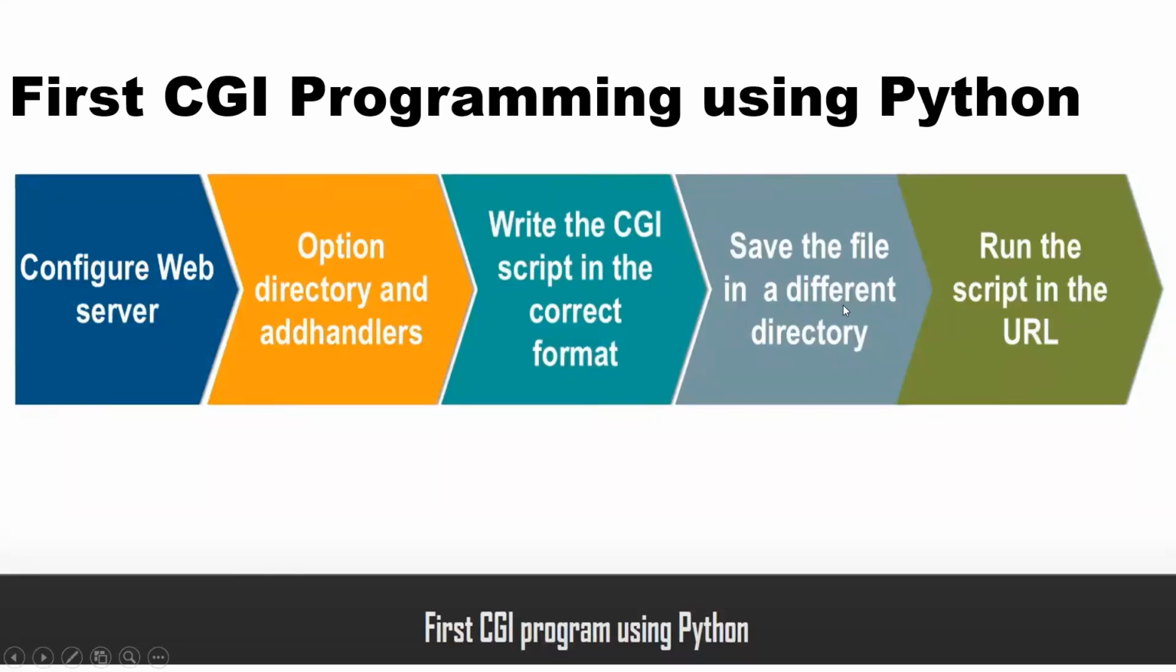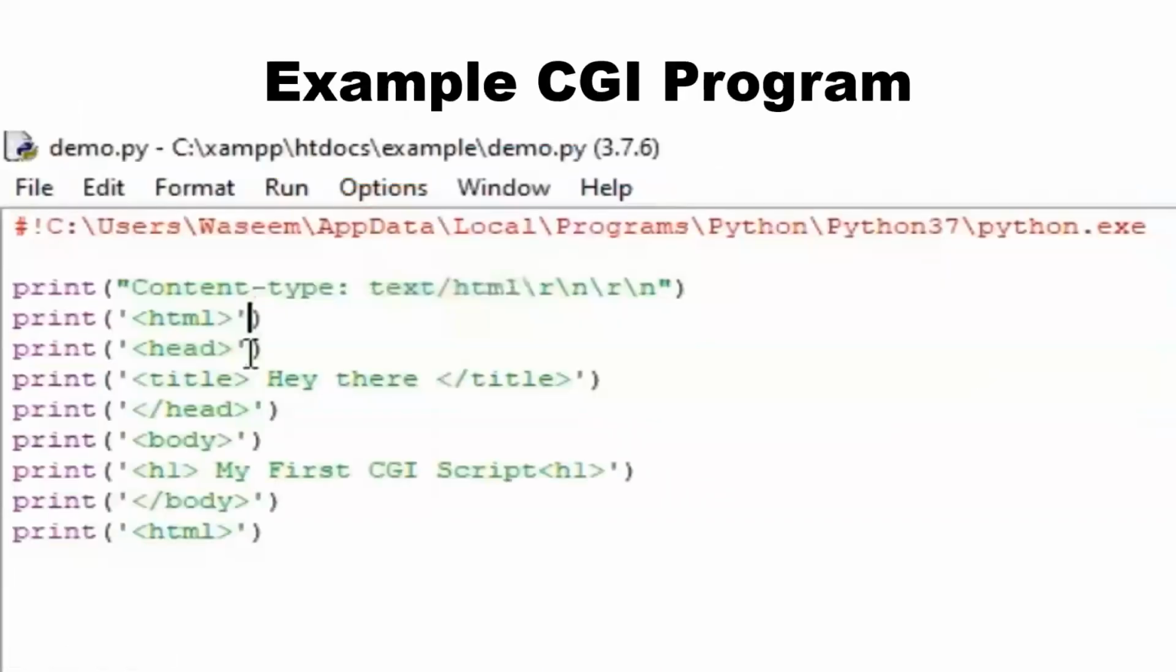Save the file in a different directory. Run the script in the URL. So this is the first CGI program to write the conditions. Now see here, this is a sample image only, not a program. Example CGI program. We saved this program as demo.py.